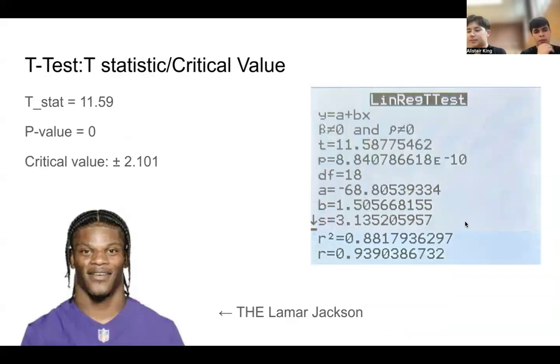Next we found our t-stat, our p-value and our critical value using the linear regression t-test calculator function. We found that our t-stat is 11.59. Our p-value was practically zero, it was 8 to the -10, so we just called that 0. And our critical value, since it's a two-tailed t-test, was 2.101 and -2.101.